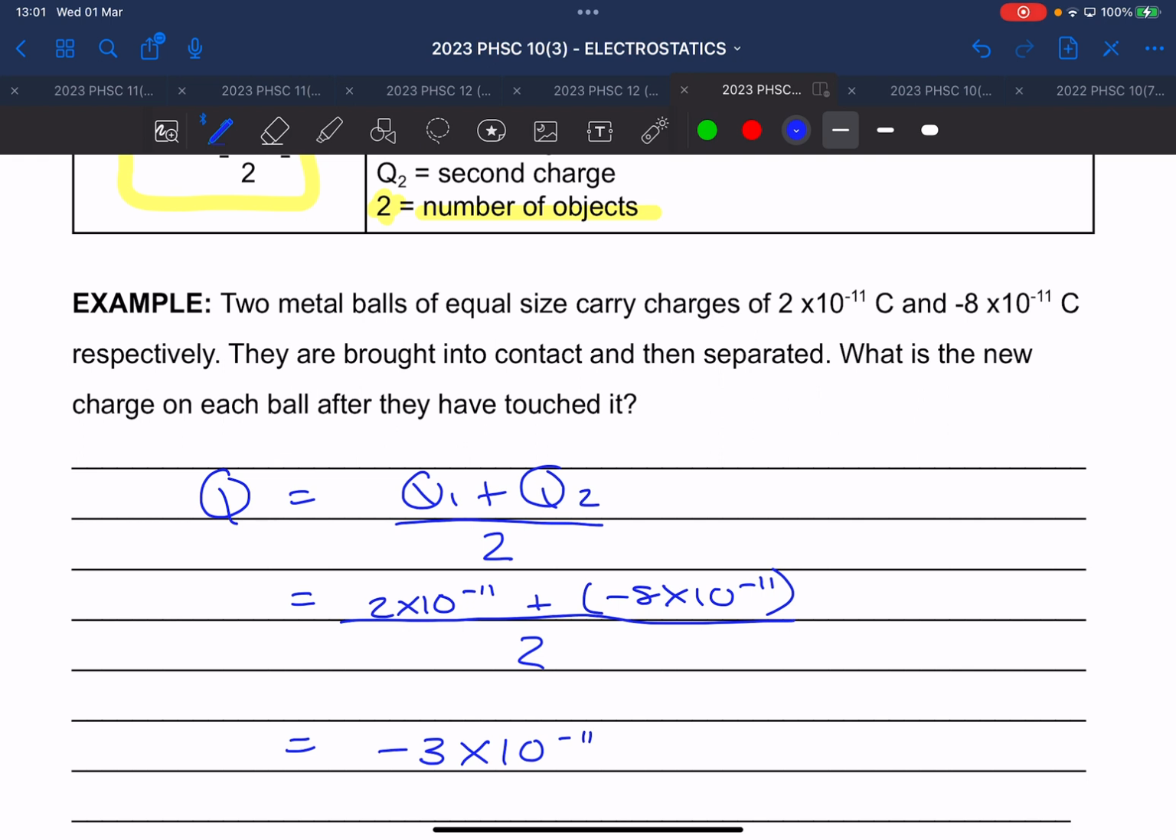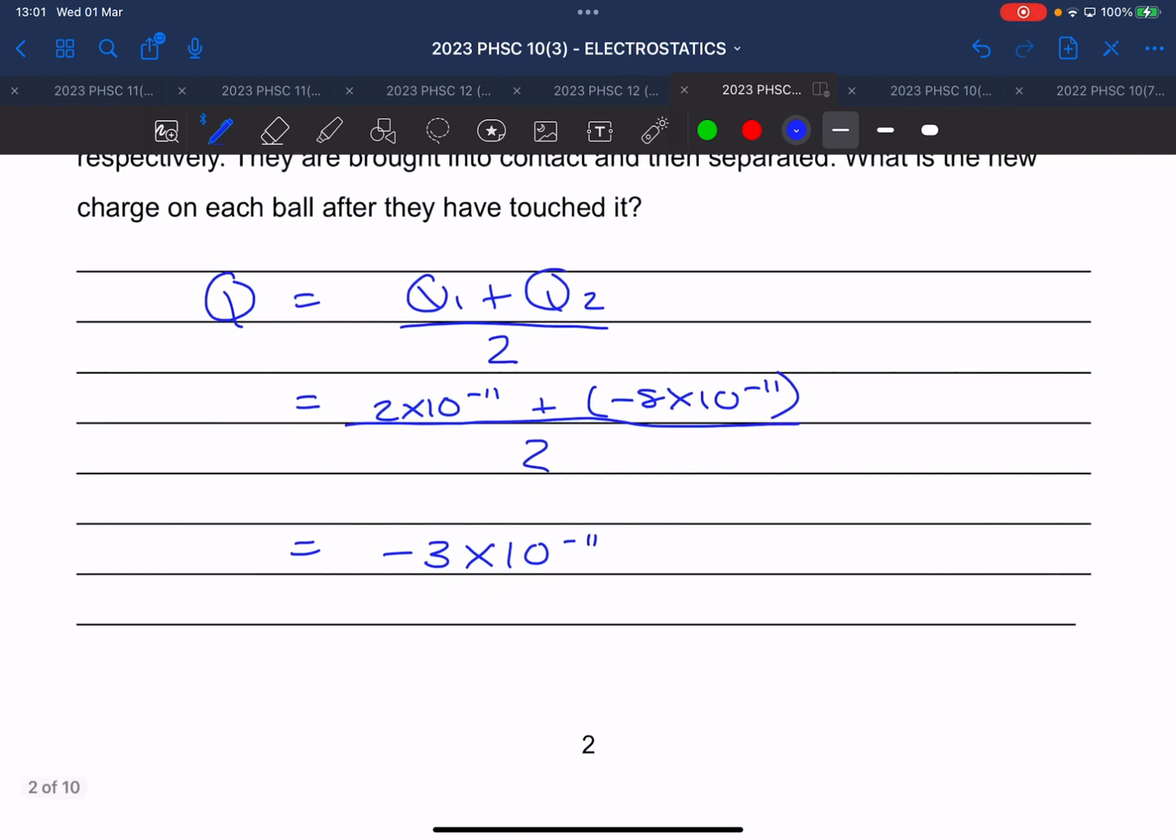Alright. What is the unit, Renewal? What's the unit? Coulomb.